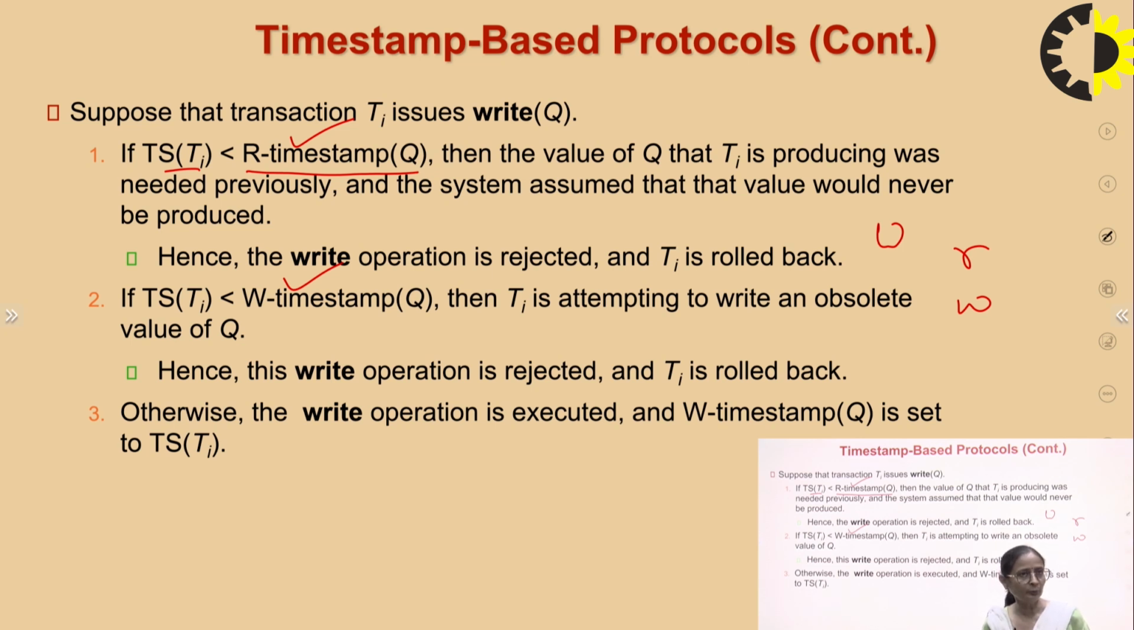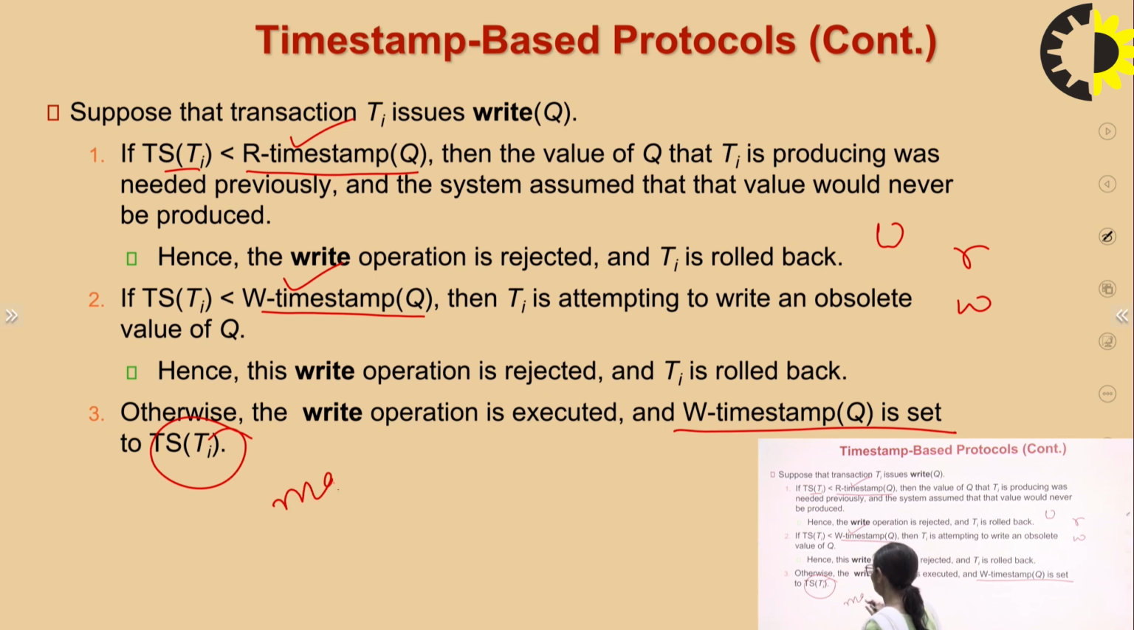Now, check for the W. If the timestamp of TI is less than the W timestamp of Q, then TI is attempting to write an obsolete value of Q. In this case, the write operation is rejected and TI is rolled back. Otherwise, the write operation is executed and W timestamp is set to the timestamp of TI. No need to go for the max function as we have seen in the case of the read operation.